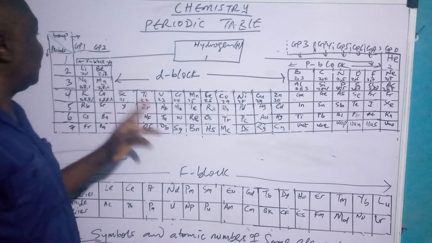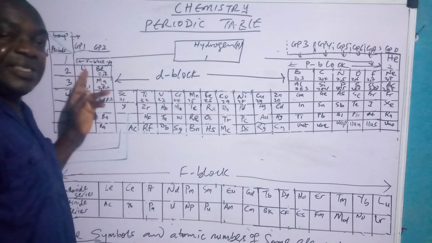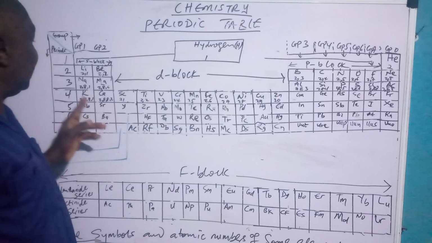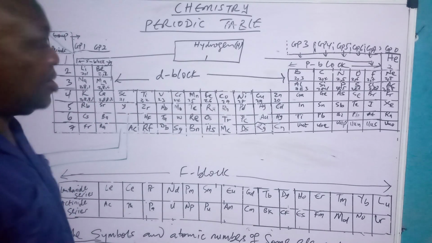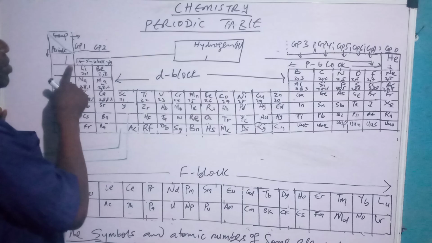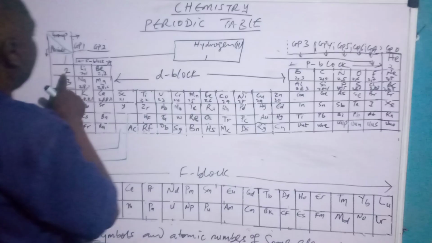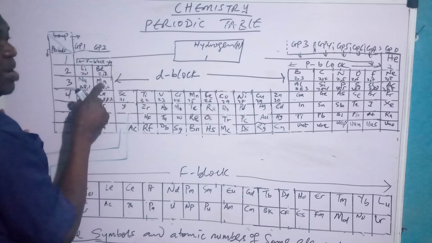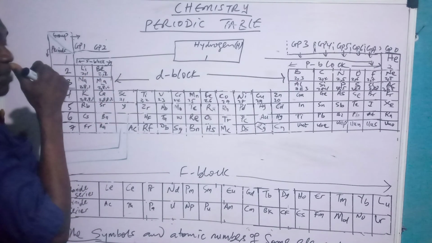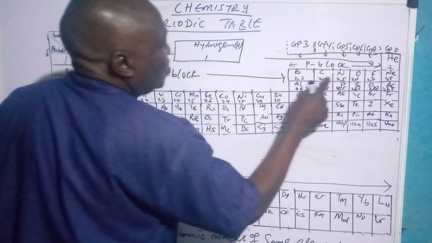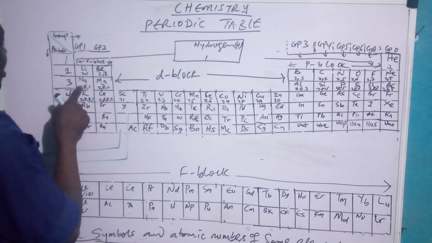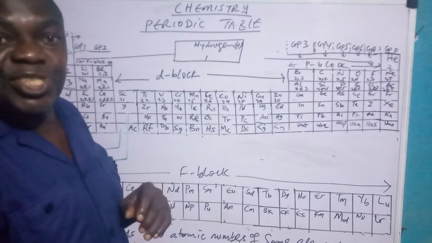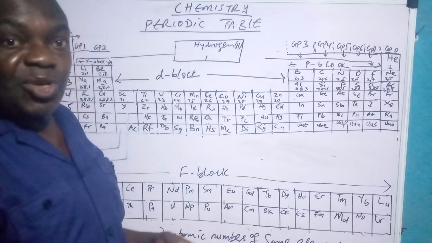Then you also have periods. As we said, elements in the same group have the same number of electrons in their outermost shell, whereas elements in the same period have the same number of shells, not the same number of electrons. You see period 1 here, only 1 shell. Period 2 has 2 shells, and period 3 has 3 shells. This division of electrons shows the number of shells and it corresponds to their period. So elements of the same period have the same number of electron shells, not the same number of electrons.